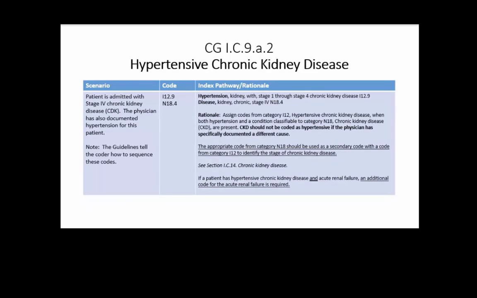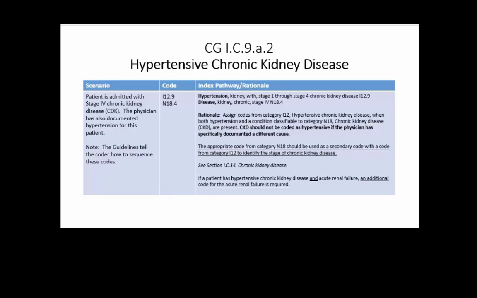Hypertensive chronic kidney disease, this is another one of those where you are assuming a relationship unless the doctor tells you there's not a relationship. The patient is admitted with stage 4 chronic kidney disease, which you will also be coding. Hypertension, kidney, with stage 1 through stage 4 chronic kidney disease is the principal diagnosis, I12.9, and we also code which stage of the chronic kidney disease.